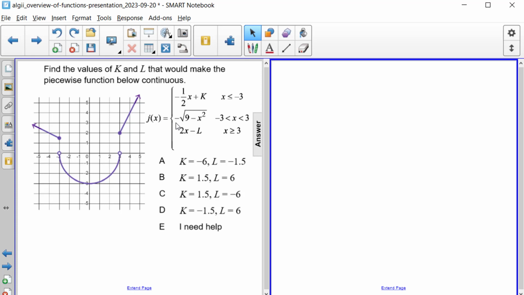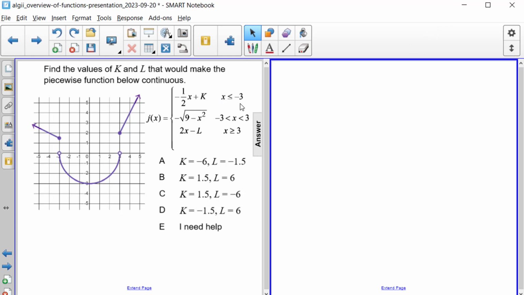We have that j of x is equal to the negative square root of the quantity 9 minus x squared for x values between negative 3 and positive 3, not including both endpoints. And we have that j of x is equal to 2x minus L for x values that are greater than or equal to 3.